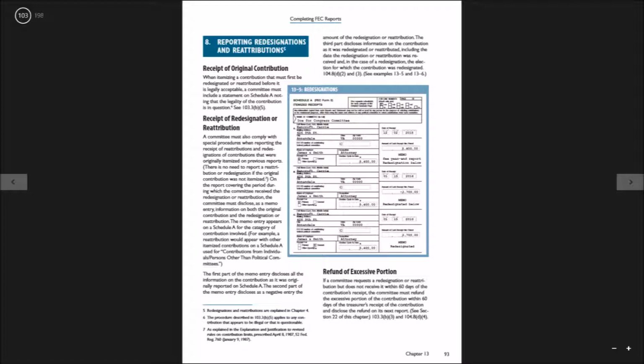As explained in the explanation and justification to revised rules on contribution limits prescribed April 8th, 1987. The second part of the memo entry discloses as a negative entry the amount of the redesignation or reattribution. The third part discloses information on the contribution as it was redesignated or reattributed, including the date the redesignation or reattribution was received, and, in the case of the redesignation, the election for which the contribution was redesignated. There's a picture there.